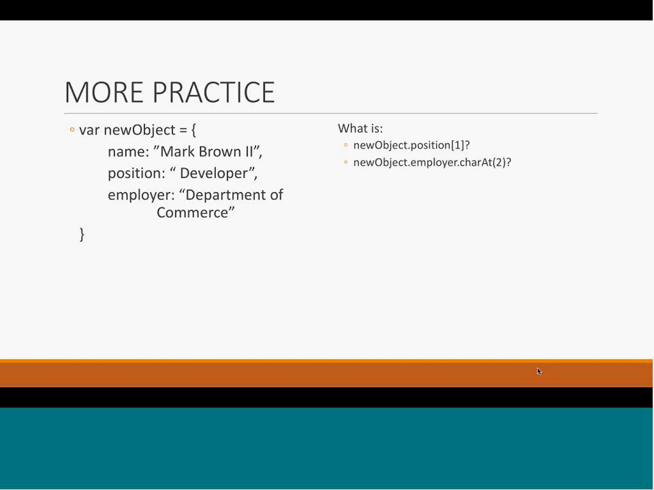So more practice. So it is new object dot position brackets 1. Excuse me? Almost. So you have object dot position, which is developer, and brackets would say it is exactly because it looks at the string and says the character that is at position 1, and it is the E. Similar, new object dot employer dot character at 2 gives me what?